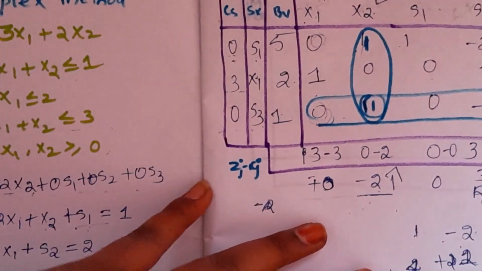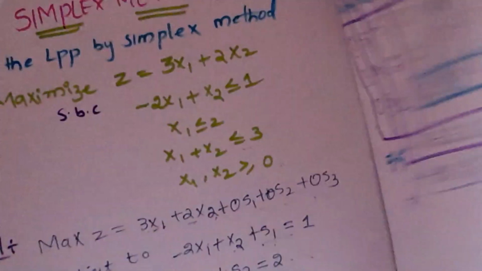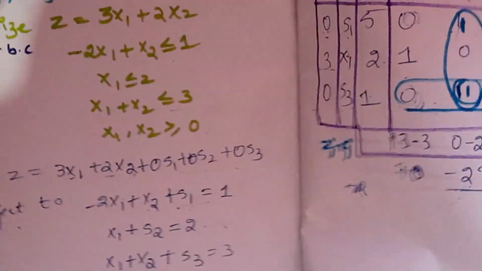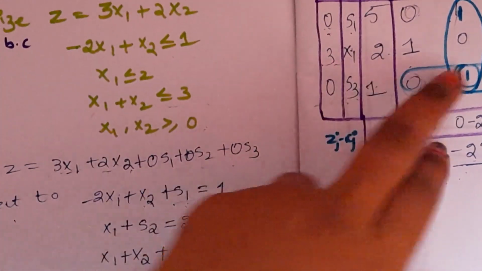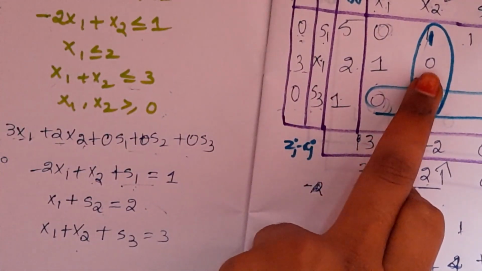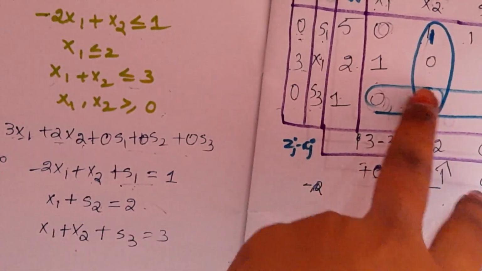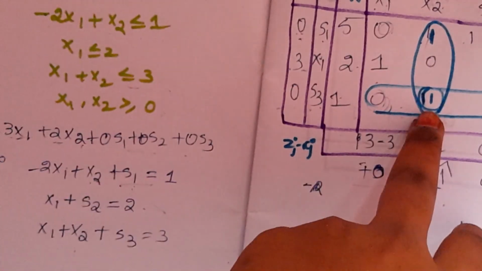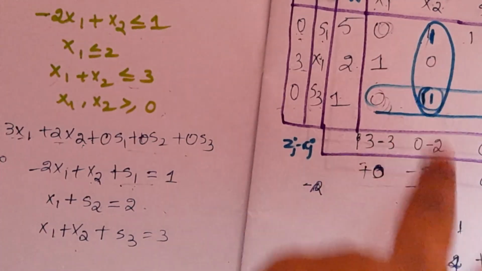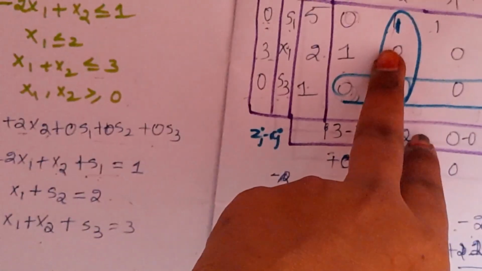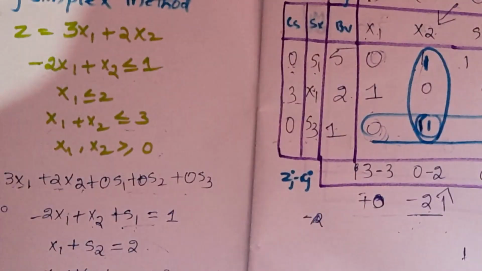0, 1, 0, minus 1, 1, 0, 1, 0, minus 1, 1. Next, here we have 0, right? There is no need to calculate this row, because the pivot element's upper elements or lower elements have to be 0. Here we already have 0, so no need to calculate row 2. So the same has to be written.